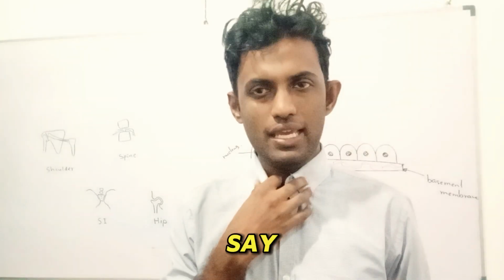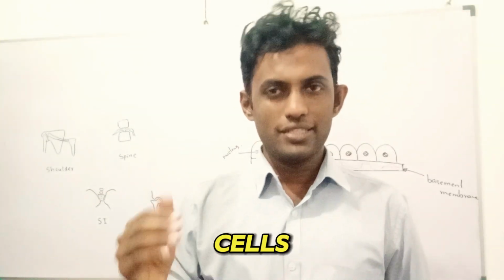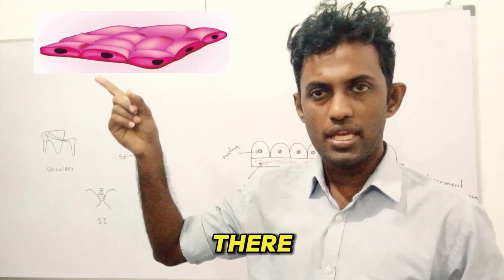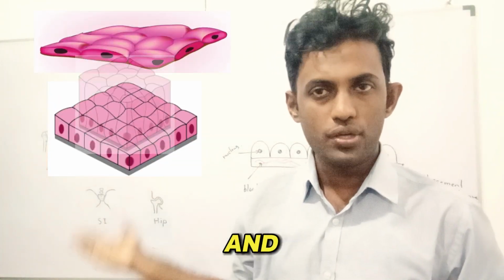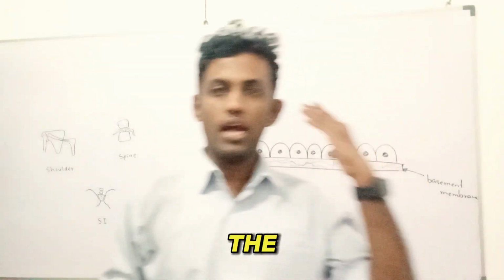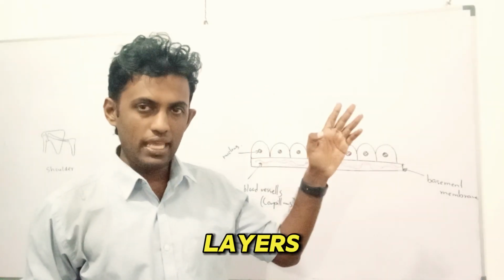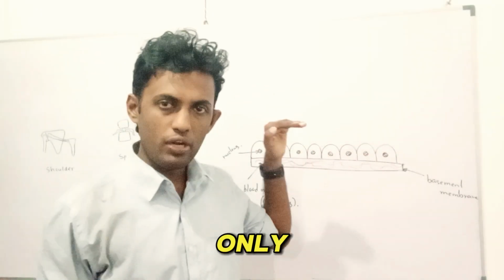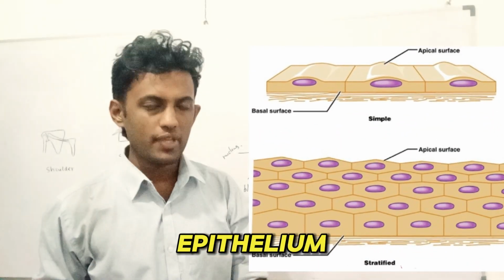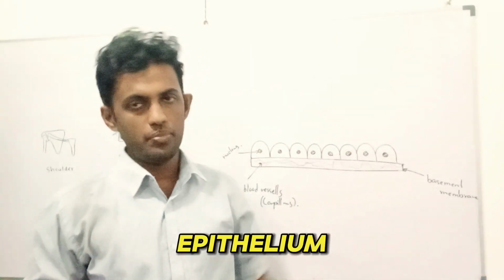If you have any doubts about what the cells are, you can search and find out, but squamous epithelium is there, and cuboidal and columnar. You can see the difference in shape. And on the other hand, according to the cell layers, if it has only one cell layer, we call it simple epithelium. But with multiple cell layers, we call it complex epithelium.